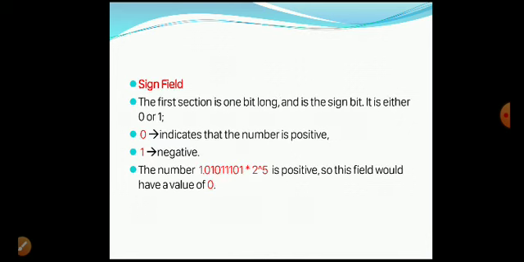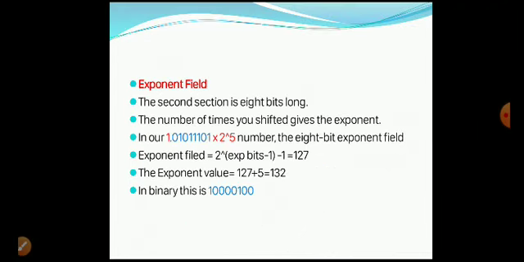Now what is the next step? The next step is to first find out the sign field, right? Our number is 43.625, so it is a positive number, so obviously the sign bit is 0. It is only a single bit, so it is a single digit 0. The next part is how to calculate the exponent field. Now in the 32 bit format the exponent field is an 8 bit field.